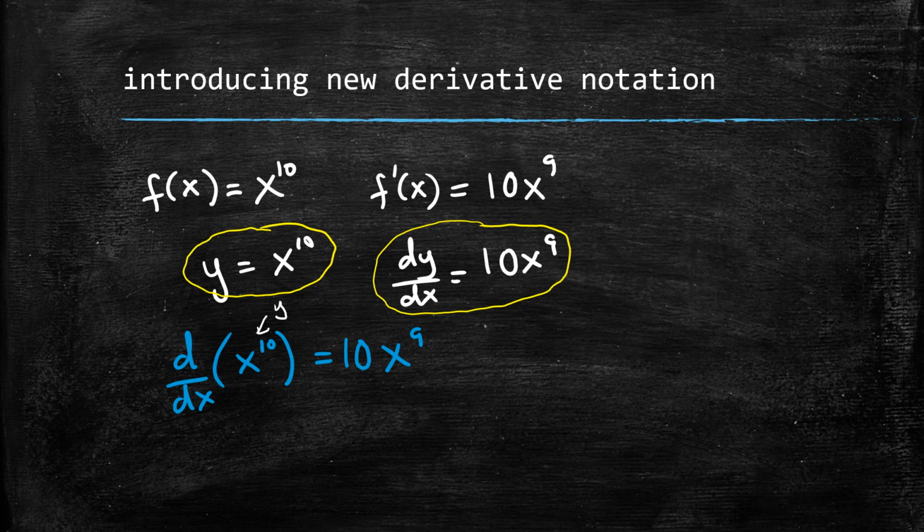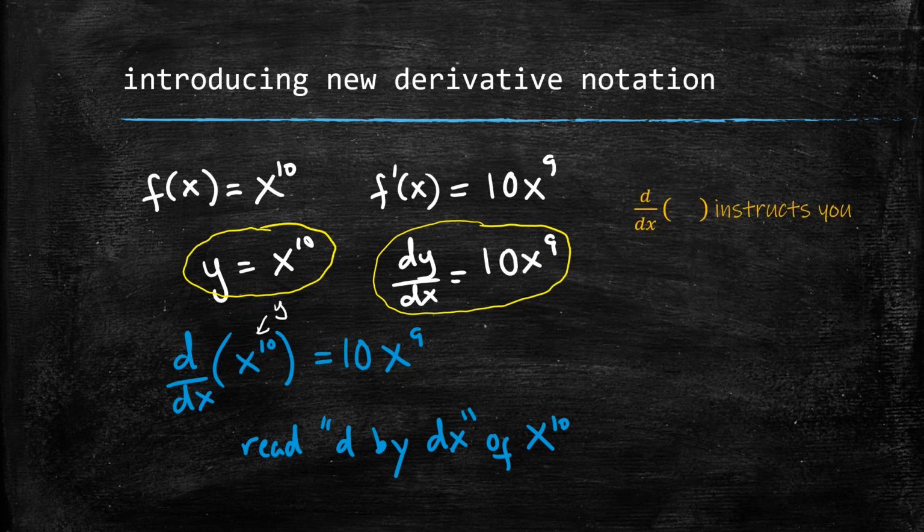It looks incomplete. What does that d over dx mean? It reads d by dx. To read this statement, you say d by dx of x to the 10th is 10x to the 9th. And what it means is the derivative of x to the 10th is 10x to the 9th.